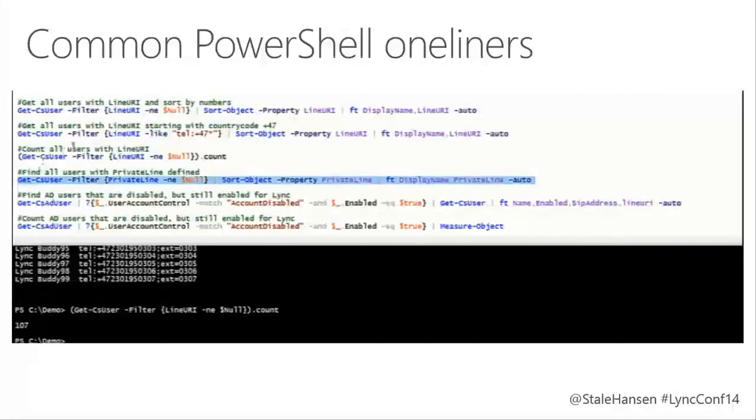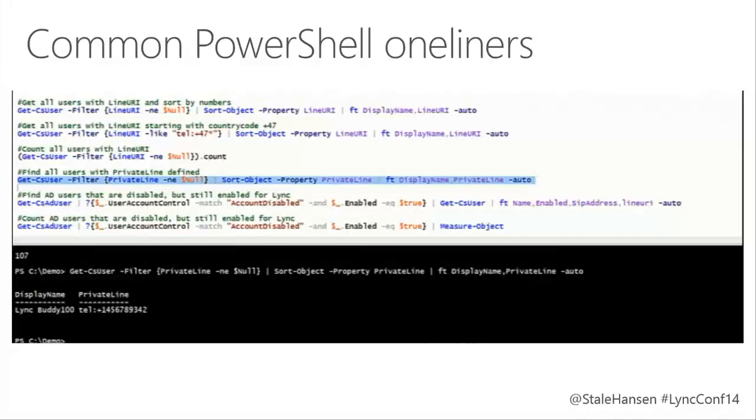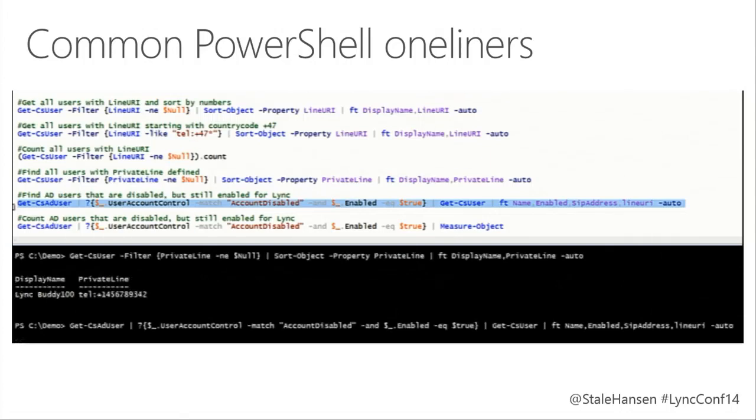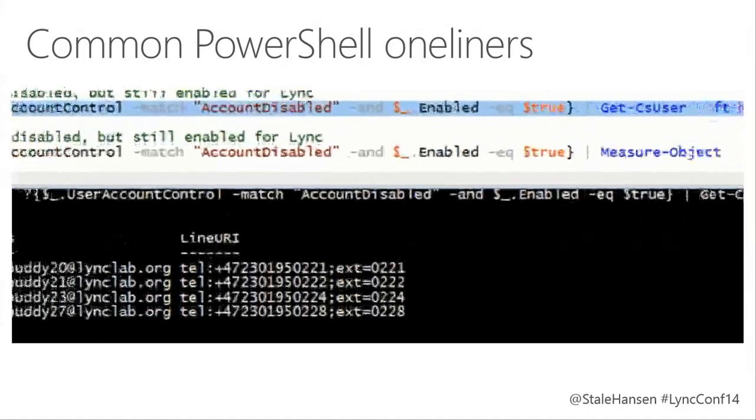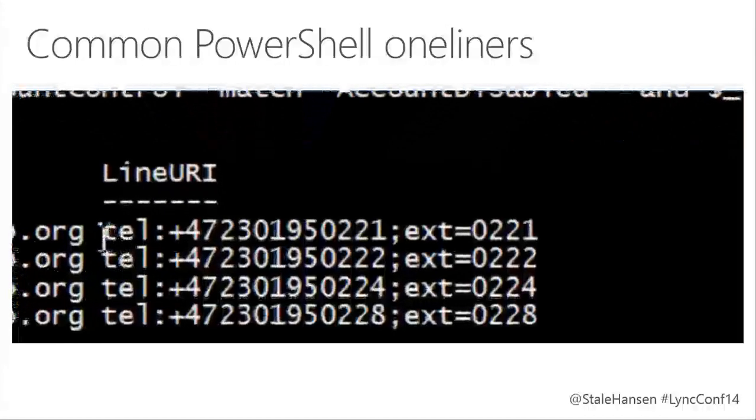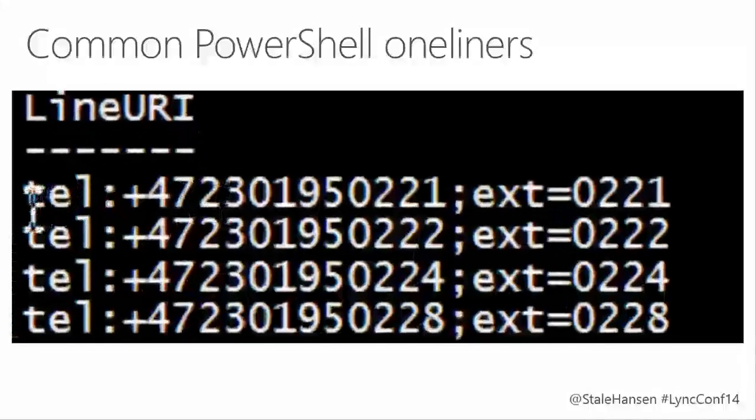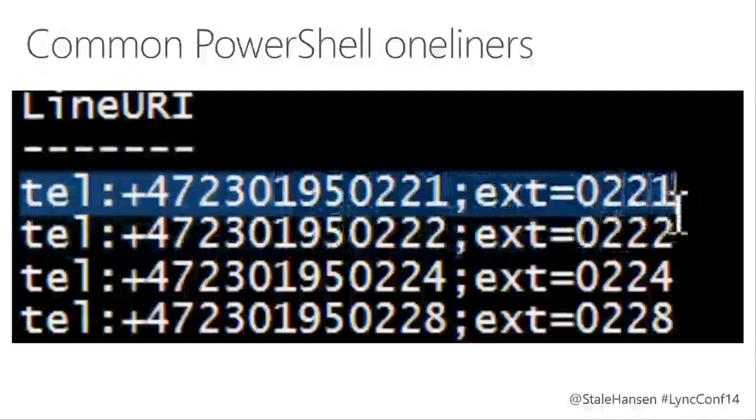And then you need to remember the private line attribute. Users can actually have two numbers, you know. They can have a line URI and a private line. So find those as well. Here's a cmdlet where I check if an account is disabled for Lync but still has a line URI.